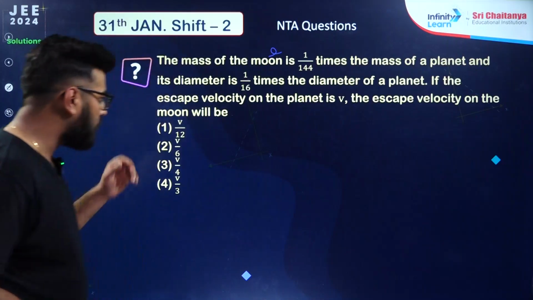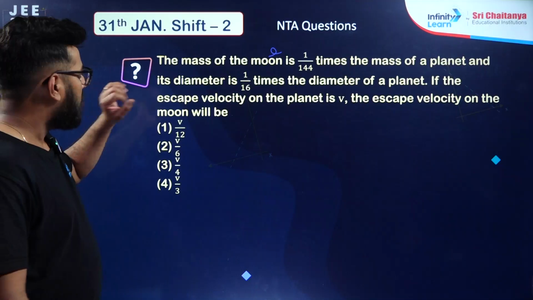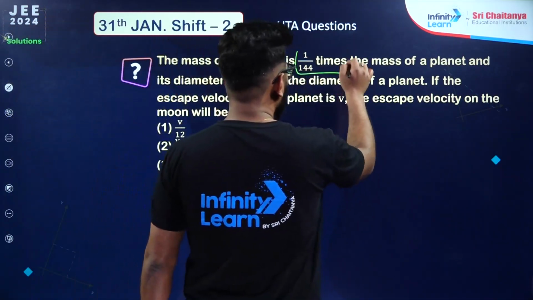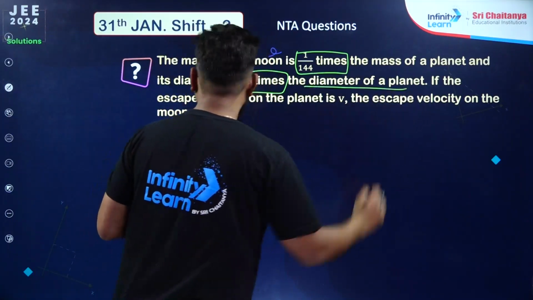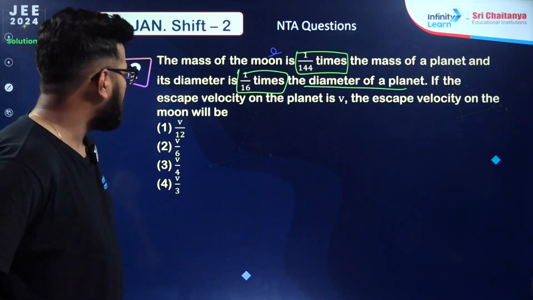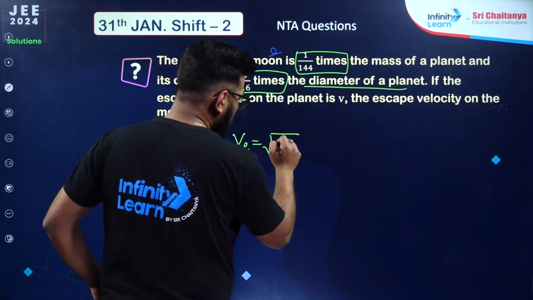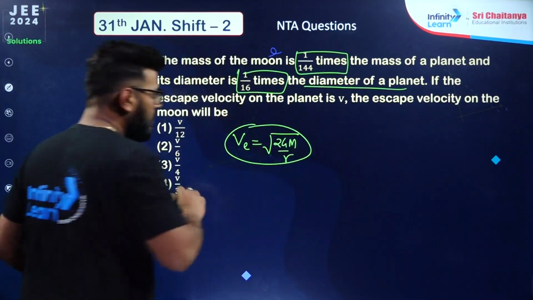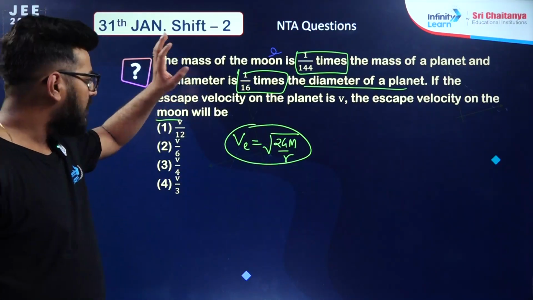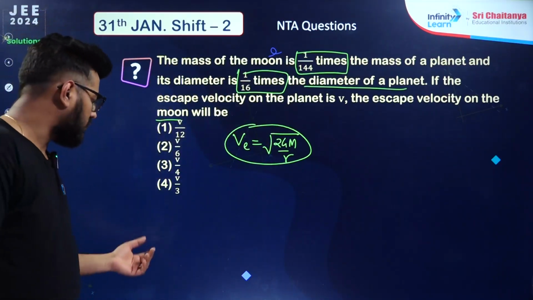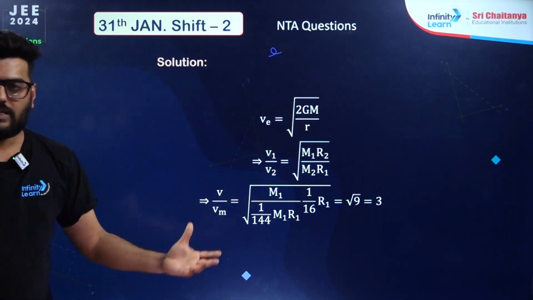So moving ahead, let's bring in front of us the very first question, which is from gravitation, from escape velocity. The mass of the moon is 1 upon 144 times the mass of a planet, and the diameter is 1 by 16 times the diameter of a planet. If the escape velocity on the planet is v, the escape velocity on the moon will be? It's a very simple formula: escape velocity is under root of 2GM upon R. Based on this, you can very easily find the escape velocity of the moon, because you can compare the radius as well as the mass with Earth. So the correct answer over here is option number 4, and it's just the application of this formula.